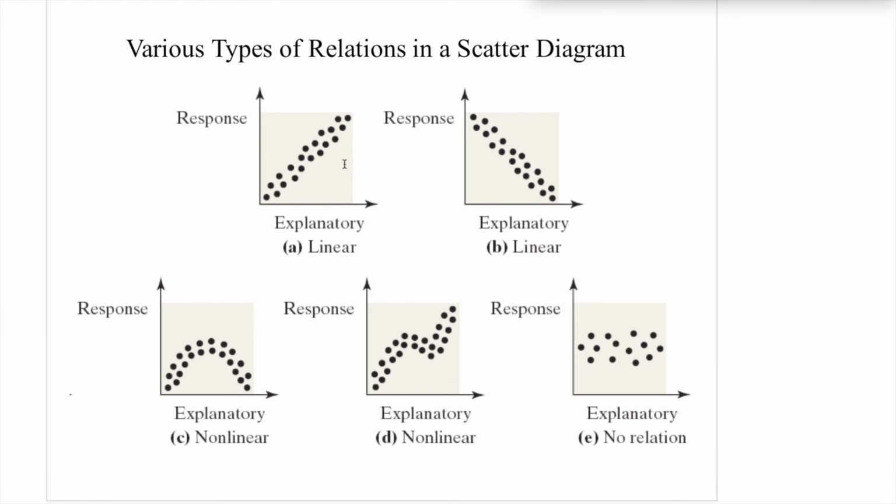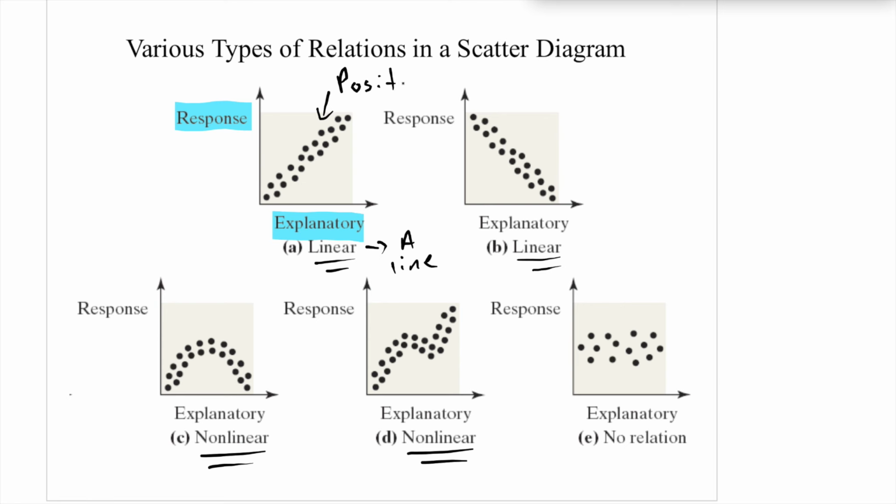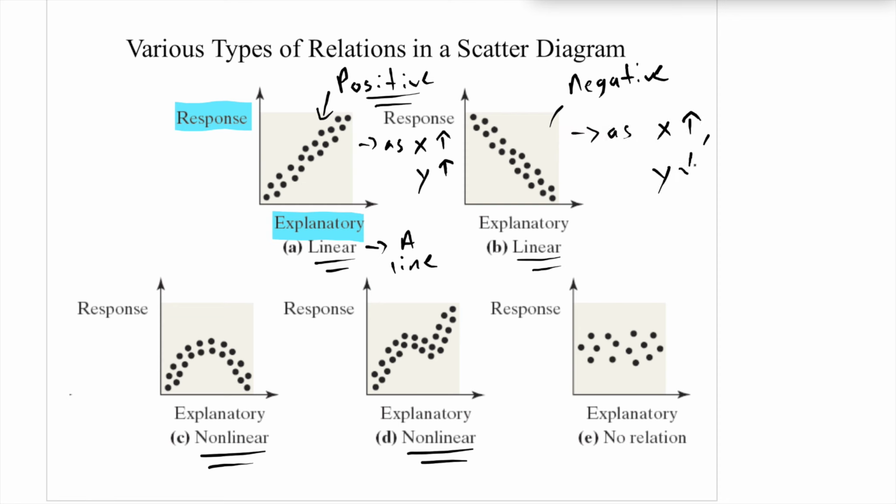So here's a picture of some of the more common relationships between the explanatory and the response variable. The first thing to notice is that 2 of these are what we call linear relationships, and 2 of them are what we call non-linear relationships. This is a linear relationship, and you could specifically say it is a positive linear relationship, which means that as x goes up, y goes up as well. And then this linear relationship here is a negative one, which means as x goes up, y goes down.